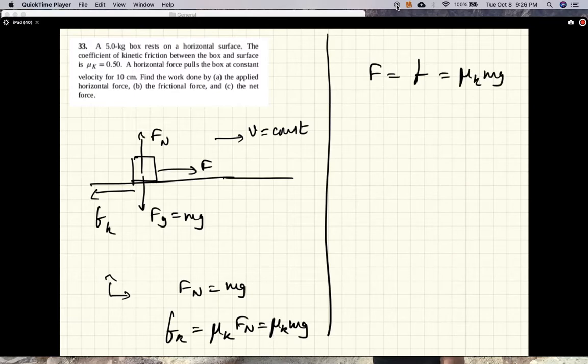So now let's look at the work done by the horizontal force. Here's the force, here's the displacement, and I imagine there's a typo here. It's probably not 10 centimeters, it should be 10 meters. So we'll change the problem and make that 10 meters. Okay, 10 meters.